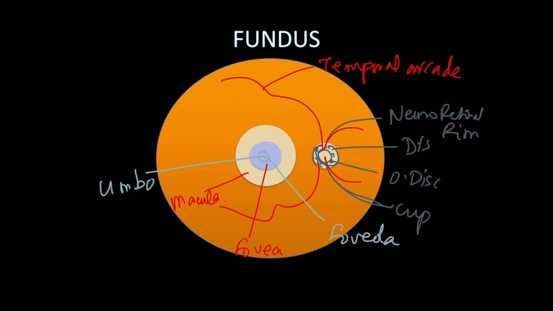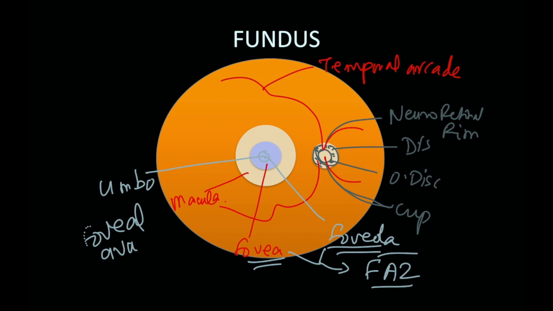Okay. The area between the foveola and the fovea is called the FAZ, or foveal avascular zone. Okay? Yes. These are the various important details of the topographic anatomy of the retina, the fundus in particular, right?